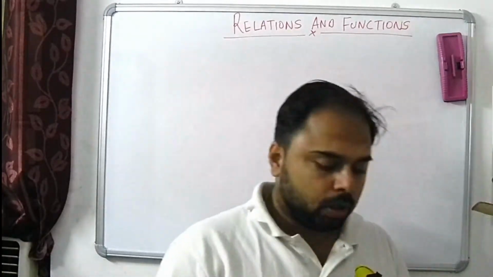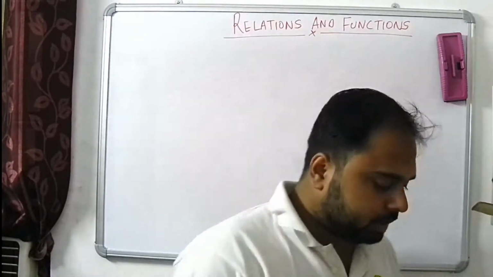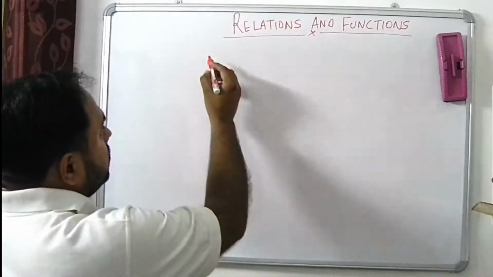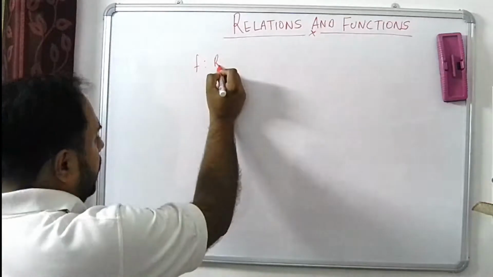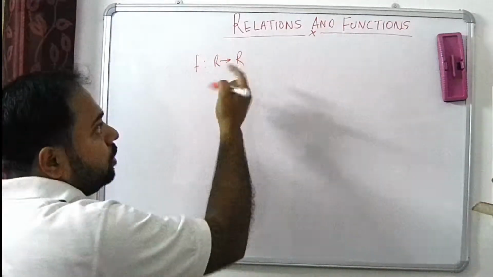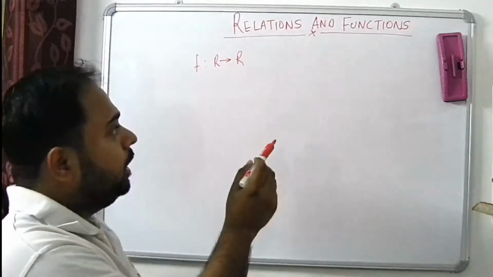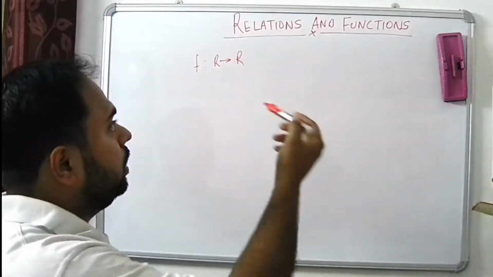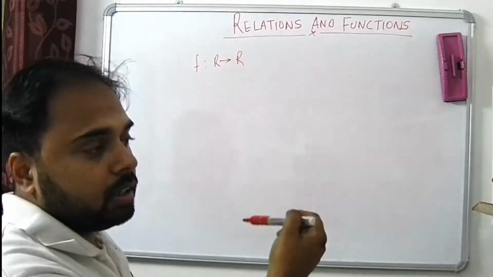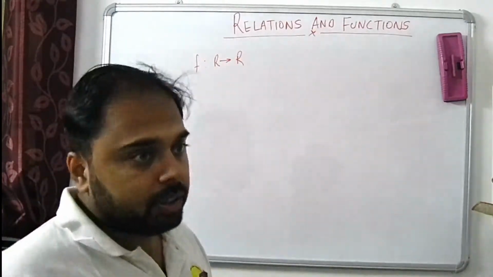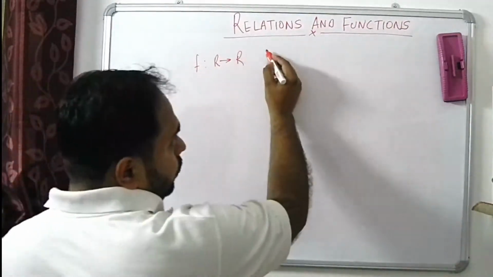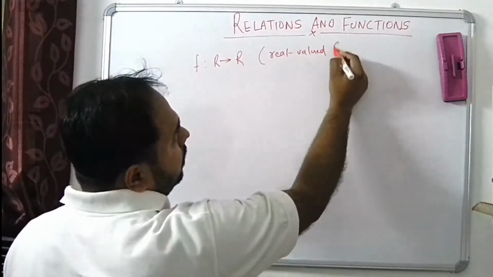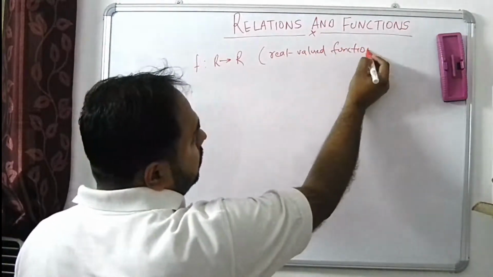So let's take an example. Let R be the set of real numbers. There is a function f which is defined from R to R. What does this mean? The function is defined from a real value to a real value. The domain of the function is real, and the codomain of the function is also real. So it's a real valued function.